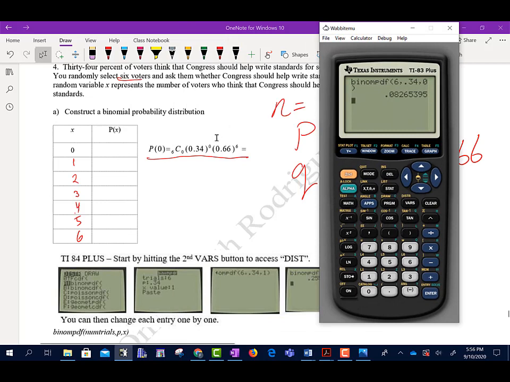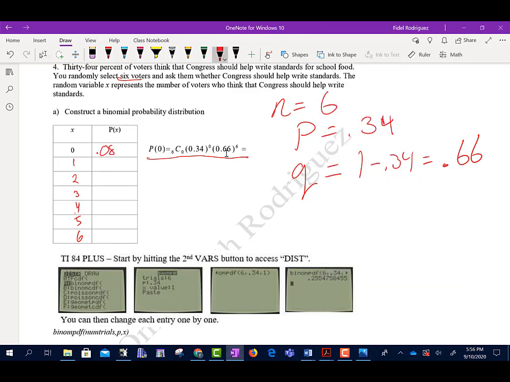And what this is doing, guys, it's actually doing this formula here for me without me having to write everything out. Okay? So I'm going to go to 4 decimal places. It looks like it's going to be 0.0827. So right here, I'm going to type in 0.0827. Okay? And then I'm going to do this process all over again.